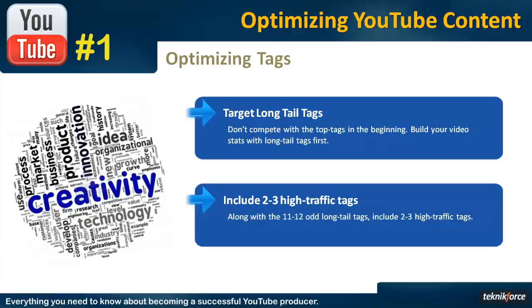But always make sure that you target at least 2 to 3 high traffic tags. Now, as I told you earlier, YouTube gives you a space to target about 14 to 16 tags in all. So maybe 10 of those can be the long tail tags and 2-3 can be the high traffic tags. This will help you ensure that once your video gathers the stats, once your video is more valuable, it will start ranking automatically for the high-end tags that you're targeting.